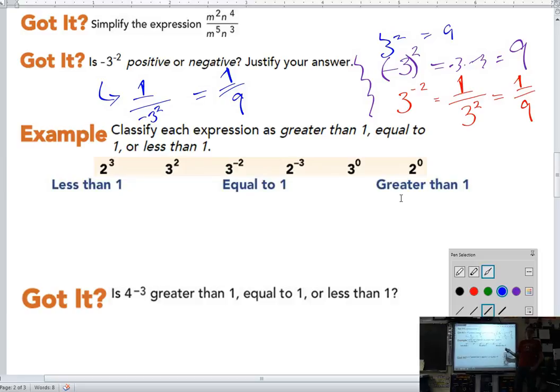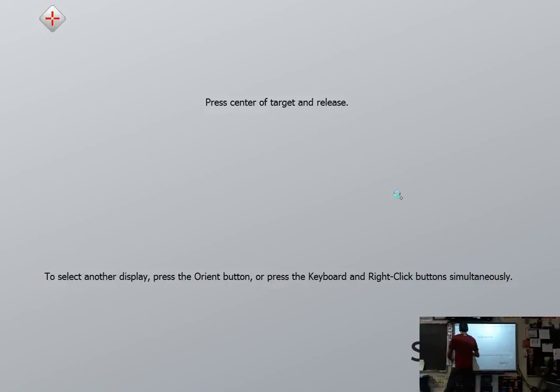Place all of these values where they belong. Either less than 1, equal to 1, or greater than 1.